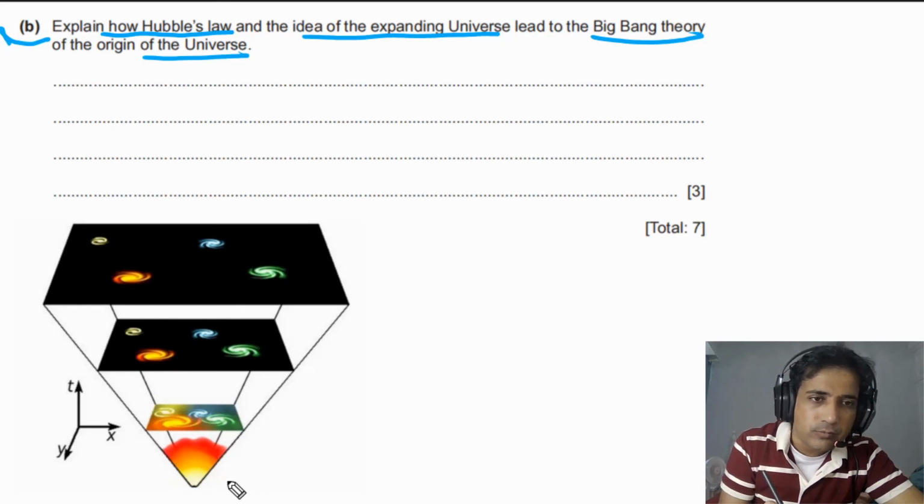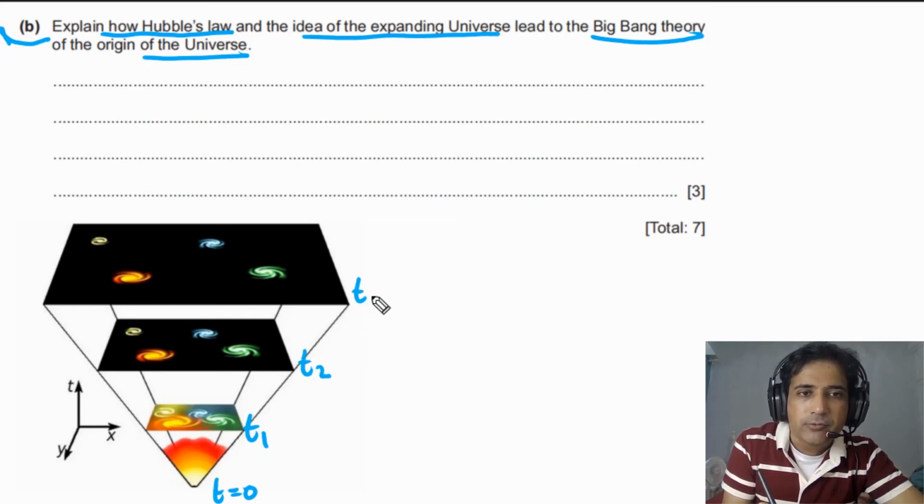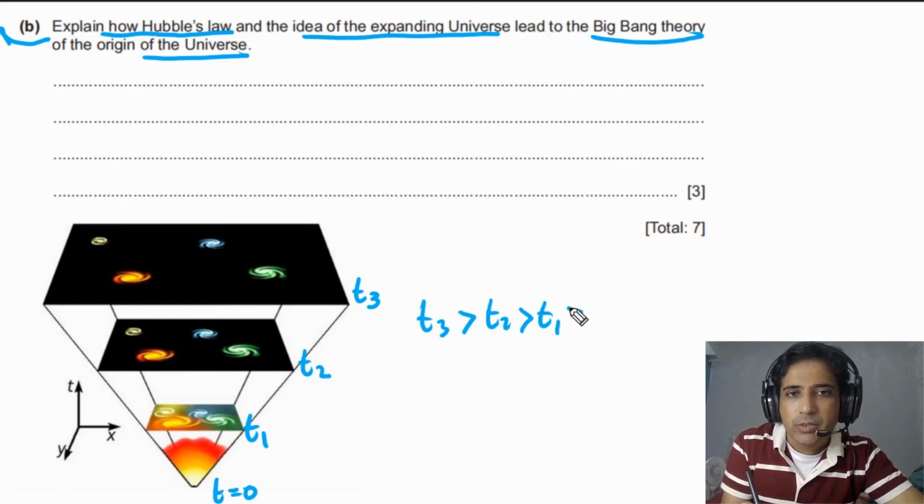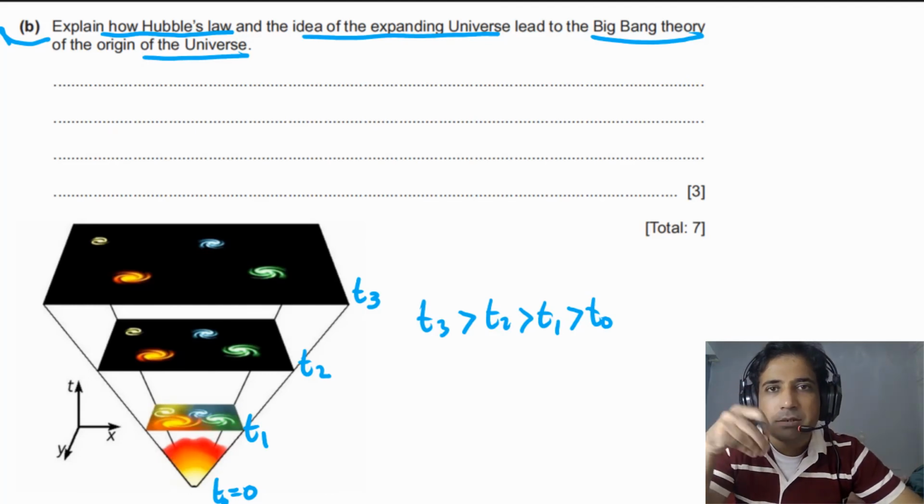So we can imagine at time t equals 0, then this is time t1, and this is after time t2, and this is what is happening after time t3. So in this case, t3 is greater than t2, and t2 is greater than t1, and this is greater than t0. So this is what we call Big Bang. Big Bang tells us about the origin of the universe.